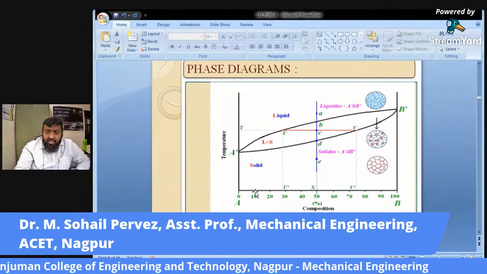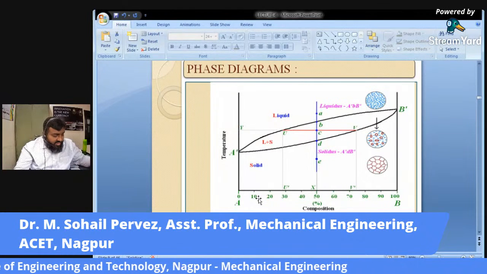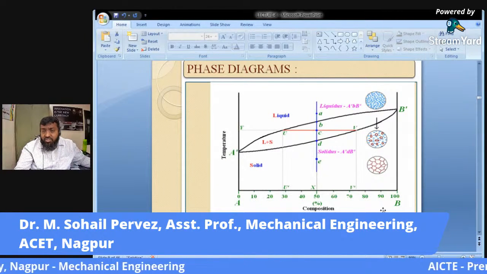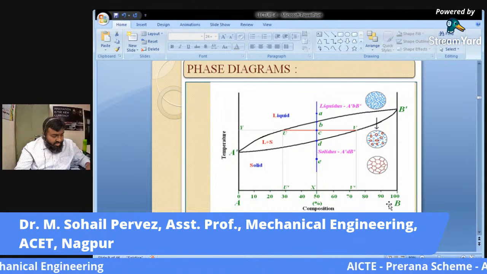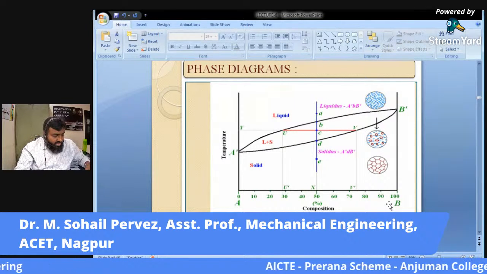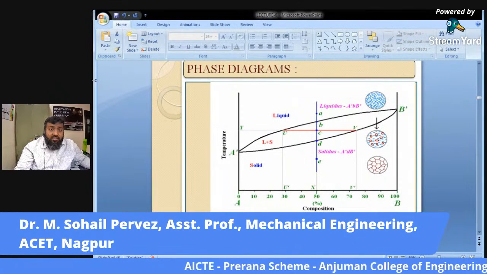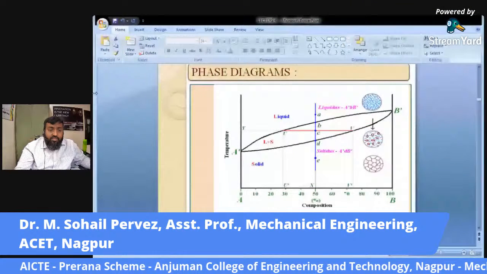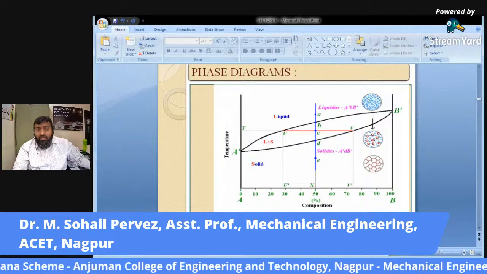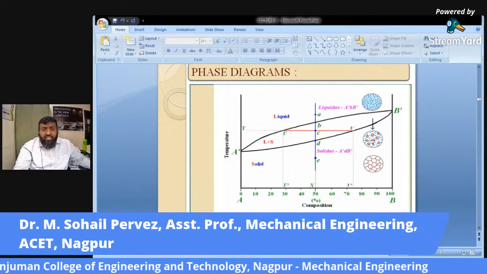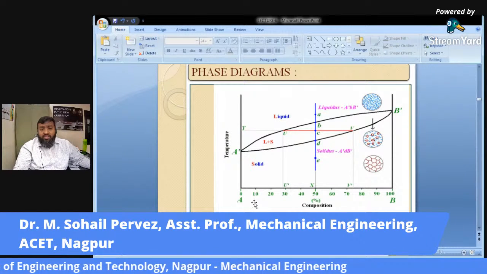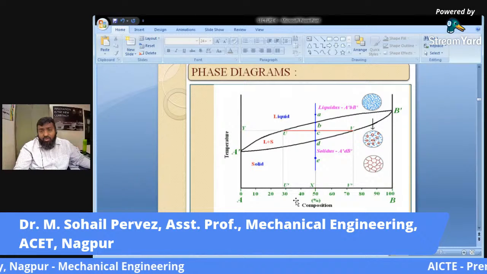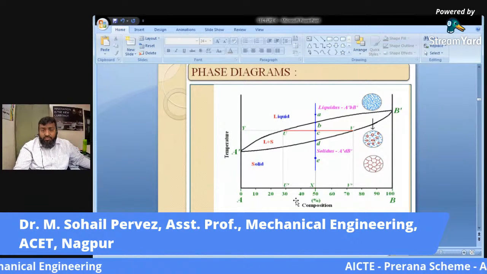So if I say 10 or 10%, it means that 10% of B in terms of A. So this is again very much required. Now, from the figure itself, there are a few points and there are a few regions. First, we will talk about the regions.